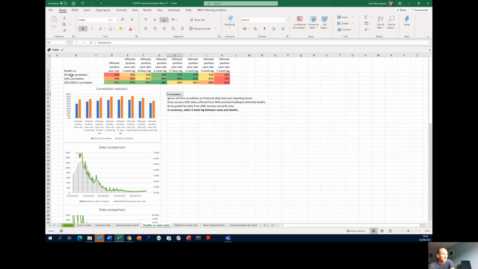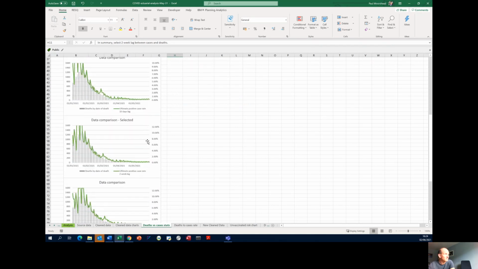And I've heard quite a lot of people, experts, talking about this, and the 2 week lag is something which has been mentioned a lot. So I think I'm going to go for that. The 2 week lag between cases and deaths is my conclusion. And you can see this is the comparison of the positive case rate, which, like I say, is very close to zero now, and the deaths, which have come down from the horrific numbers early in 2021, down to very close to zero.